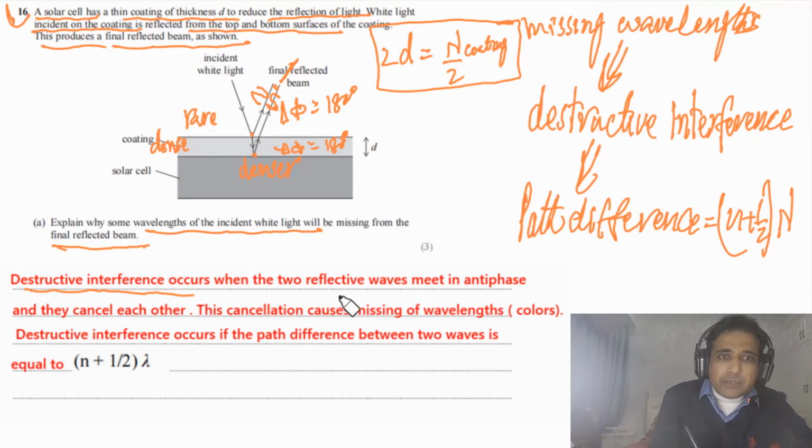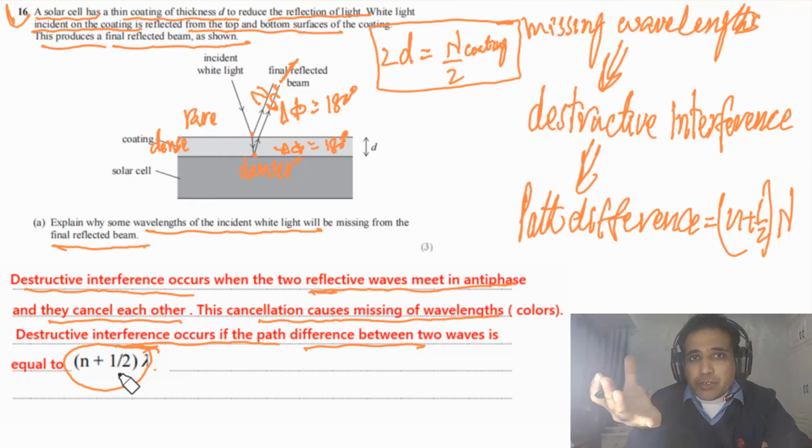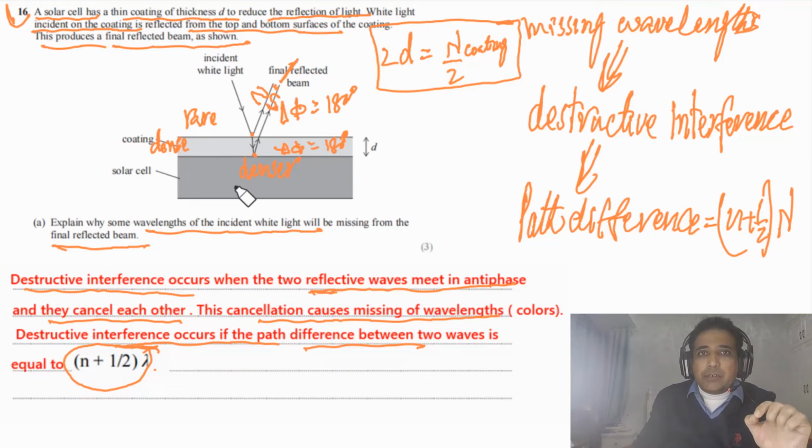Destructive interference occurs when the two reflected waves meet in antiphase and they cancel each other. This cancellation causes missing of wavelengths. Destructive interference will take place if the PD between two waves is equal to this. So if you write down these 3 points, you will get 3 marks. I hope this makes sense to you, and in the second part we will discuss more about this one.